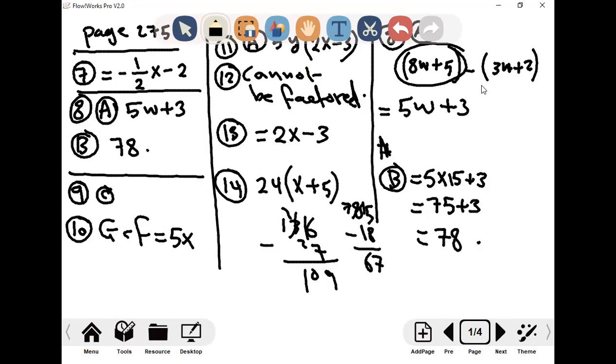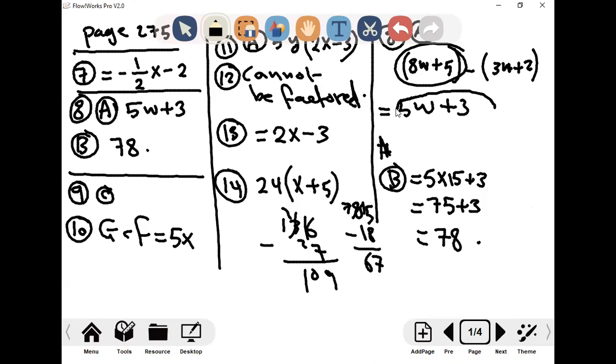Why did you write 5 multiply 15 when the price is 17? In part B they want to replace W by 15. Read part B. After 15 weeks. W represents the number of weeks. But what is the price of the thing they are selling after 15 weeks? They don't want the price. They want how many more leashes. They want the number of the leashes, not the price.